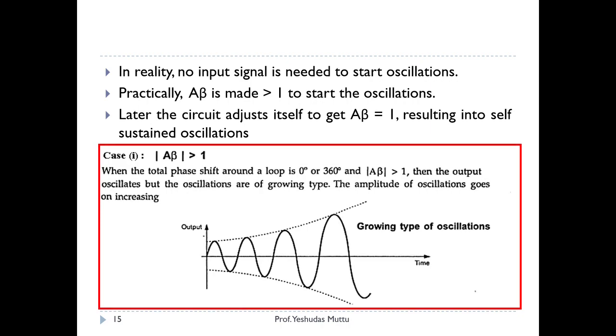Now we'll see what happens if A beta is not 1, meaning if it is greater than 1 or less than 1. Imagine that we have maintained the phase shift of 360 degrees and we have set A beta greater than 1. That time we get the oscillations nicely, but those are growing oscillations. What do you mean by growing oscillations? They are increasing. Such oscillations are not sustained oscillations, as they are not with constant amplitude and frequency; it's changing. This happens when A beta is greater than 1.